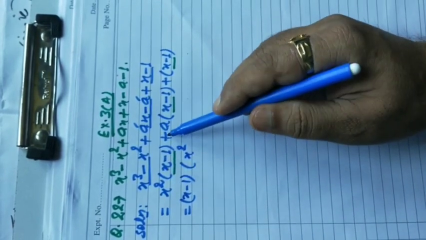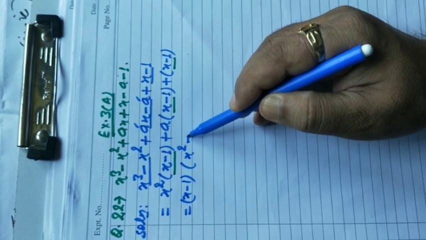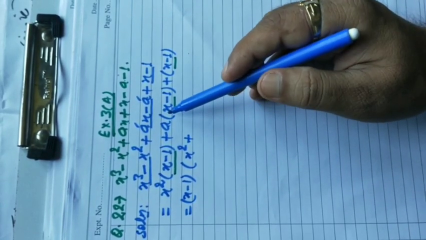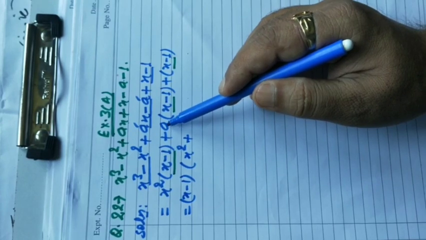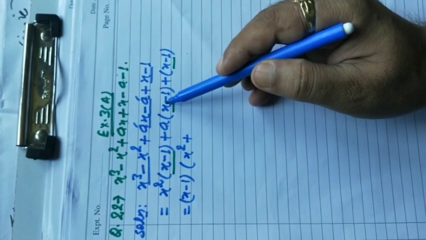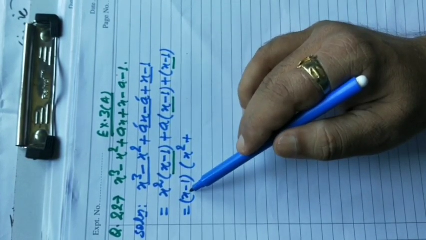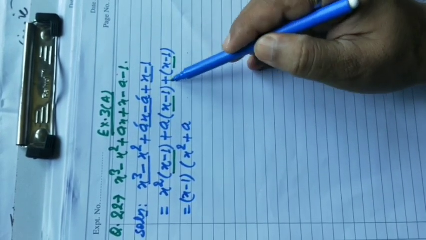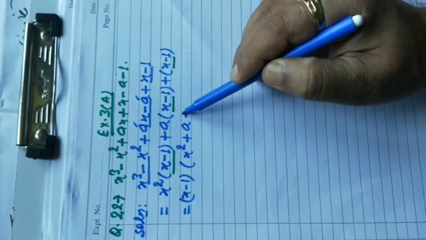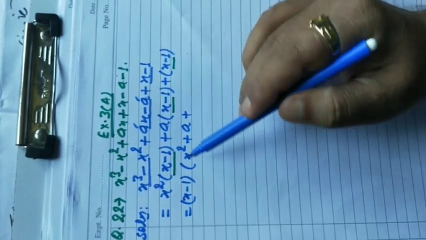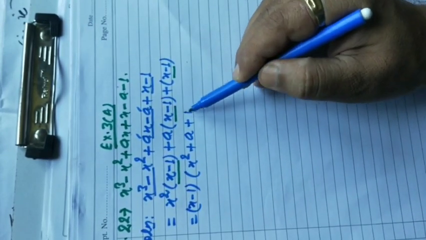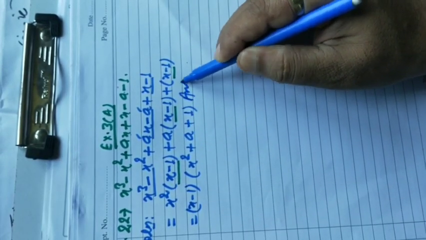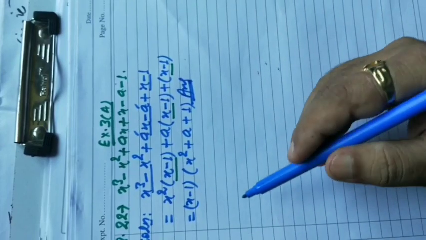After this, what is the sign? Plus is there, so you put plus sign here, and then you have to divide the second term by x − 1. Then x − 1 will cancel by x − 1. What will be left? a will be left here, and now plus sign is there after, so put plus sign, and x − 1 when divided by x − 1, what will be left? 1. So you have factorized this expression and this is your final answer.